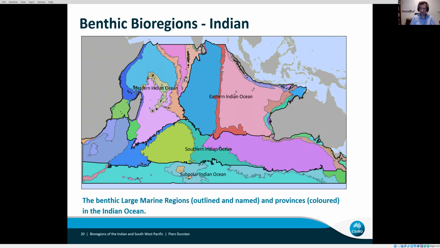So we see real effects of basins occurring, and separation by large-scale topographic features such as ridges and seamount chains, and they really contribute to a lot of the spatial patterning that we were able to describe as part of this process.